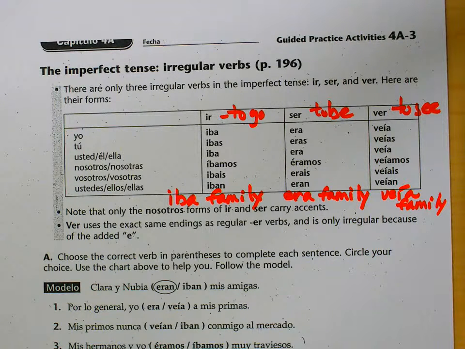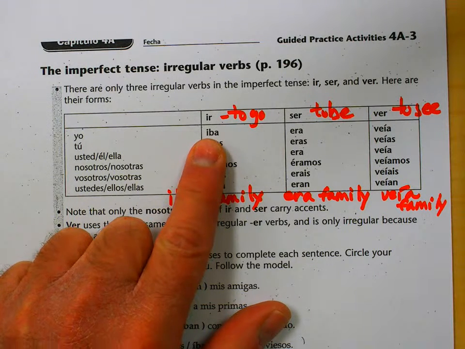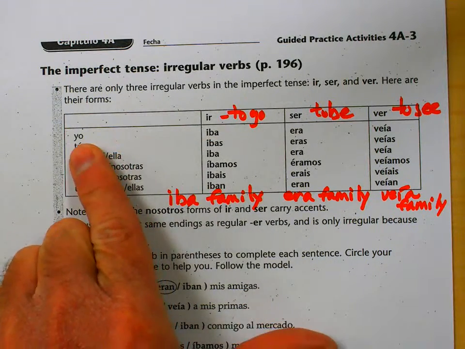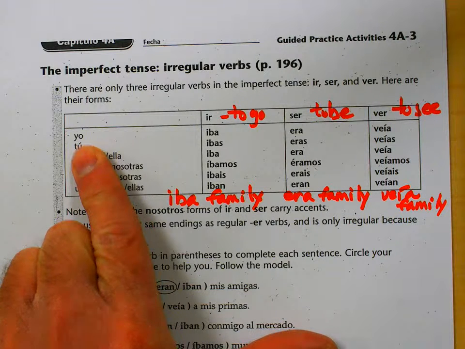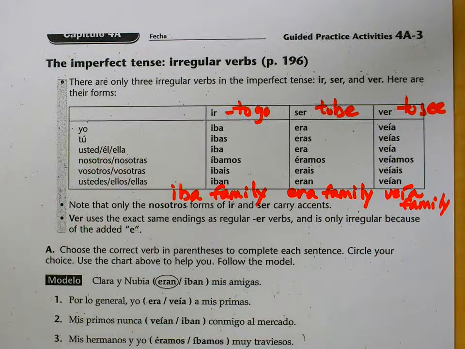And again, notice first and third person are the exact same. So you've got to make sure you put your subject pronoun in front. If you want to say I used to go or I was going, you can't just say iba. You've got to put yo in front of that: yo iba. If it's he or she, you've got to say él iba or ella iba. Okay, so put those subject pronouns down in front.